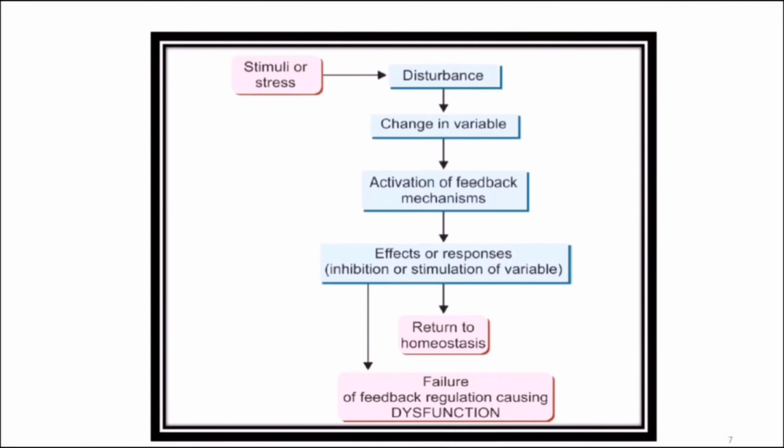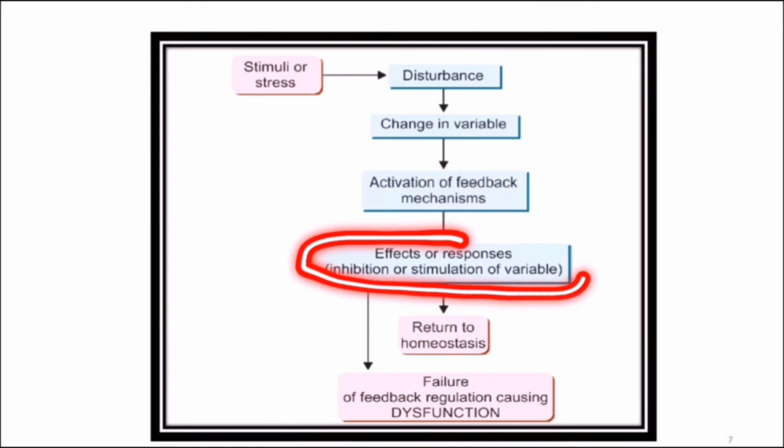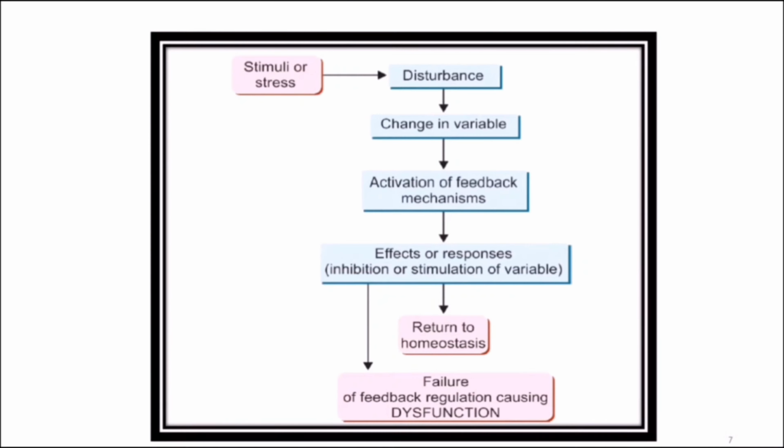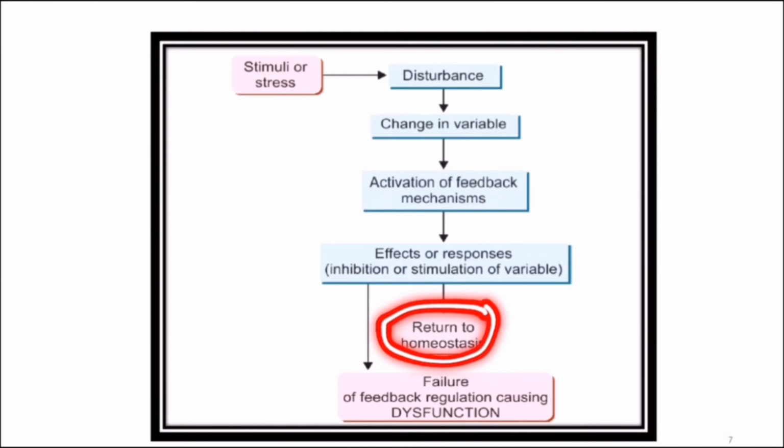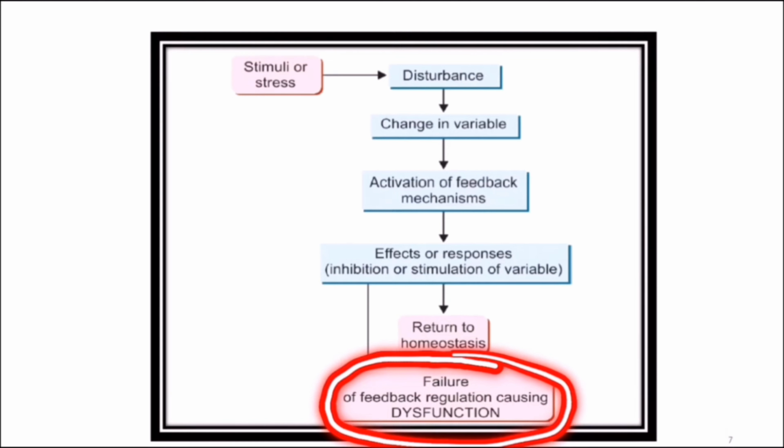So you can see a flowchart here. What happens when a stimulus or stress takes place? When there's a stimulus or stress, there's a disturbance in the body, there's a change in the variable. It can activate the feedback mechanisms and there are effects or responses which thereby inhibit or stimulate the variable, resulting in return to homeostasis, or it can lead to a failure of feedback regulation. Either it can return to homeostasis or it can have a failure.